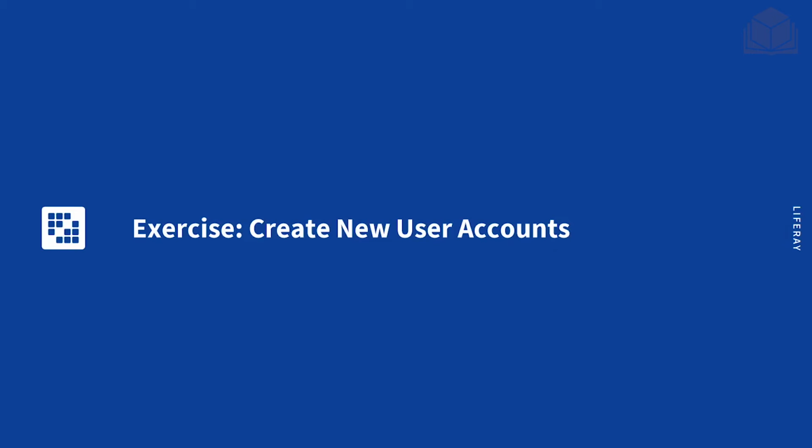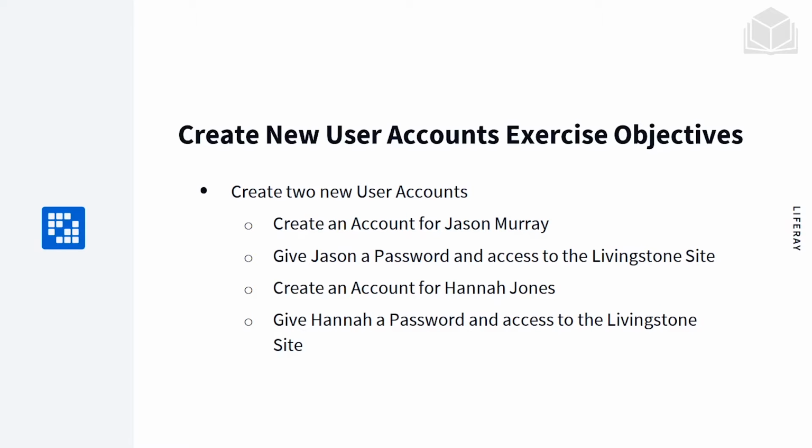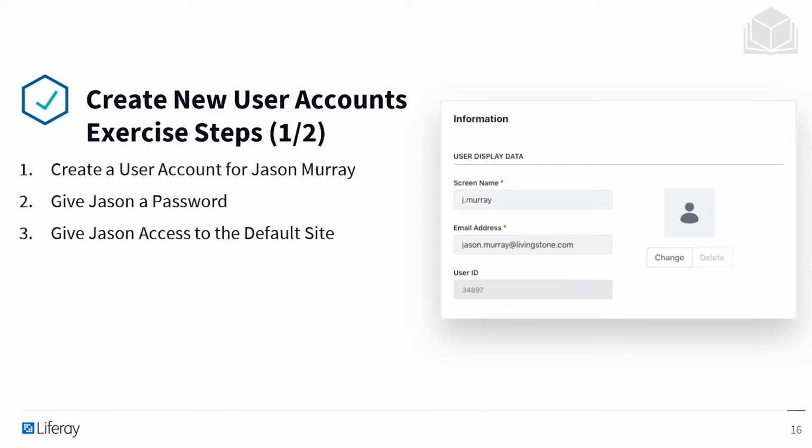Welcome back. In this video, we're going to cover the exercise, Create New User Accounts. Our objective for this exercise is to create 2 new user accounts, one for Jason Murray and one for Hannah Jones. For each new user we create, we'll define a password for that user and grant them access to the default Livingston site.